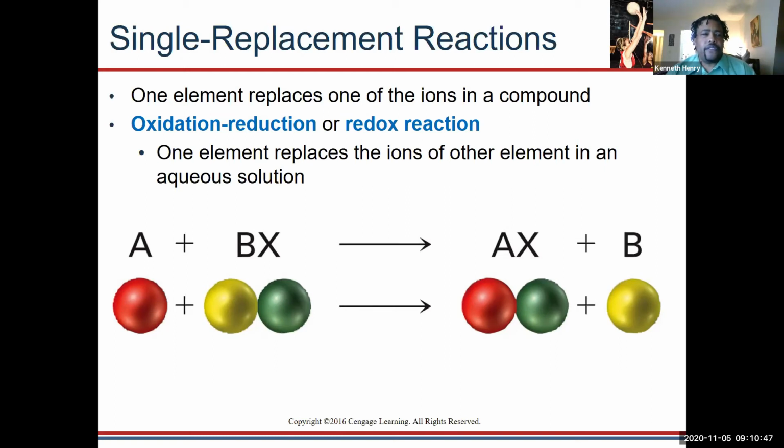And these are often redox reactions. So they're oxidation-reduction reactions. They're not always, but a lot of the times they're redox reactions. Oxidation means that you're losing electrons. Reduction means that you're gaining electrons. We'll talk more about that a little bit later.